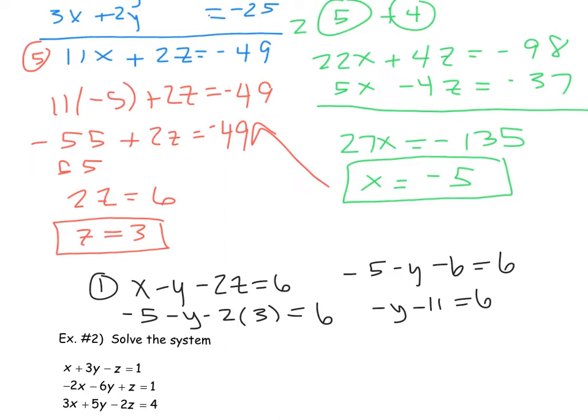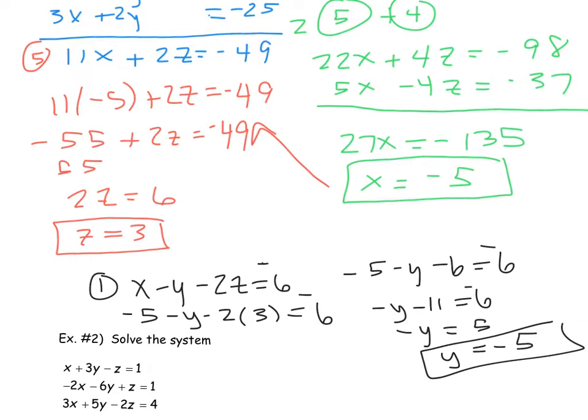Okay, so did I copy it wrong? Oh, negative. Oh, I did. Shoot, guys. You're not here. You can't tell me that. I did. It's negative 6. There it is. Okay. So then if I add 11, I get negative y equals 5. Y equals negative 5. My ordered triple then would be x equals negative 5, y equals negative 5, and z equals 3. And if I look at my answers, I got negative 5, negative 5, 3.